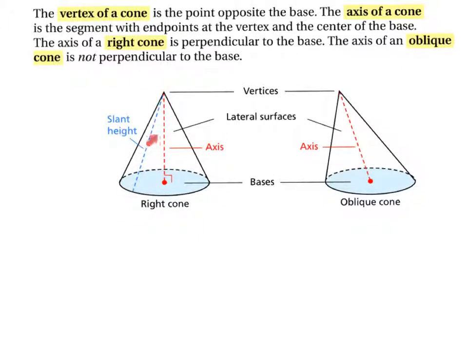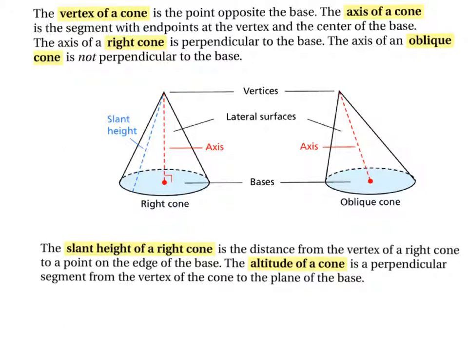Notice that the slant height is only on the right cone. So the slant height of a right cone is the distance from the vertex of a right cone to the point on the edge. The altitude of the cone, like we just said, is a perpendicular segment from the vertex of the cone to the plane of the base.